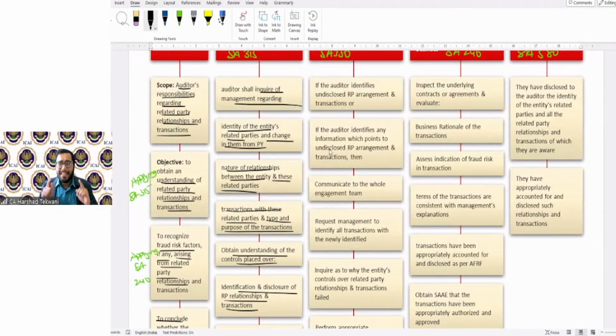Yes, having said that, we need to perform audit procedures to ensure completeness. But even after performing audit procedures to ensure completeness, if we did not come across any particular item which points us that this data or information is incomplete, then we cannot, on the basis of a hunch, say it's incomplete.